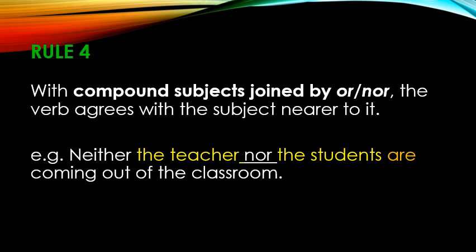Coming to rule number 4. Rule number 4 says that if there are two subjects or more than two subjects and they are joined by the word nor or or, in that case the verb agrees with the subject that is nearer to it. For example, neither the teacher nor the students. Now here we have two subjects, the teacher, the students. But they are joined with the word nor.